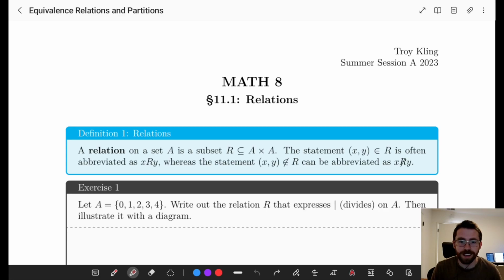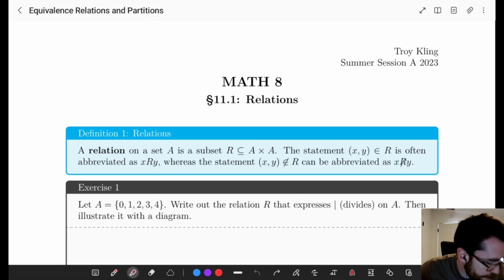Hi everyone. I thought I would record a video on Chapter 11 of Richard Hammack's textbook, Book of Proof. Chapter 11 is all on relations, so it starts with the definition, which I have on the screen in front of us, and then it talks about what it takes to be an equivalence relation, which is one of the most important concepts in all of modern mathematics, I would say.